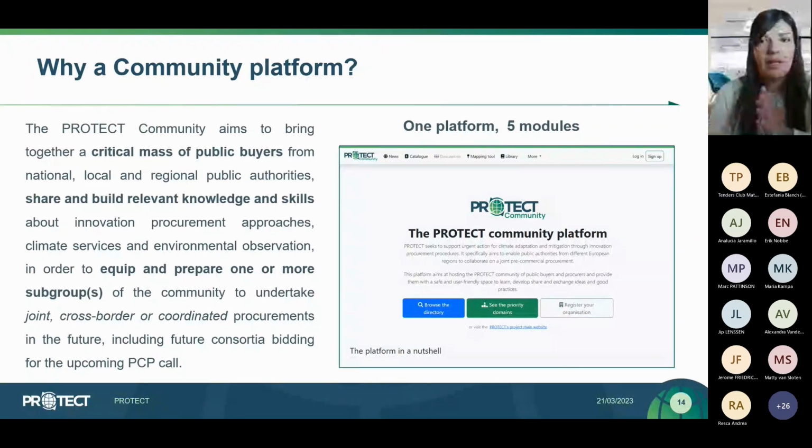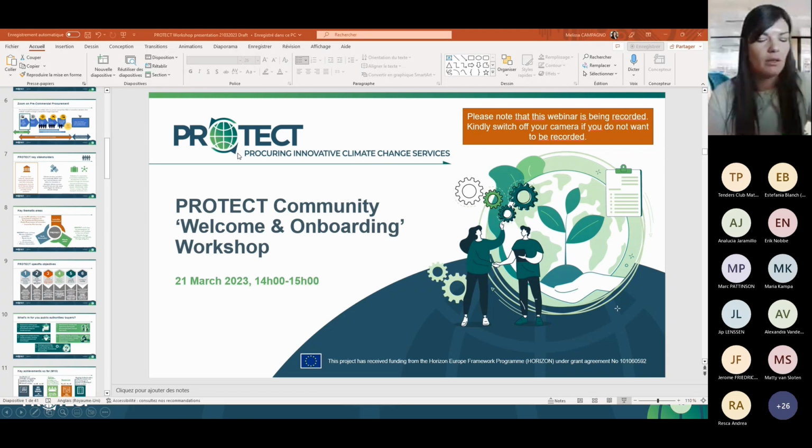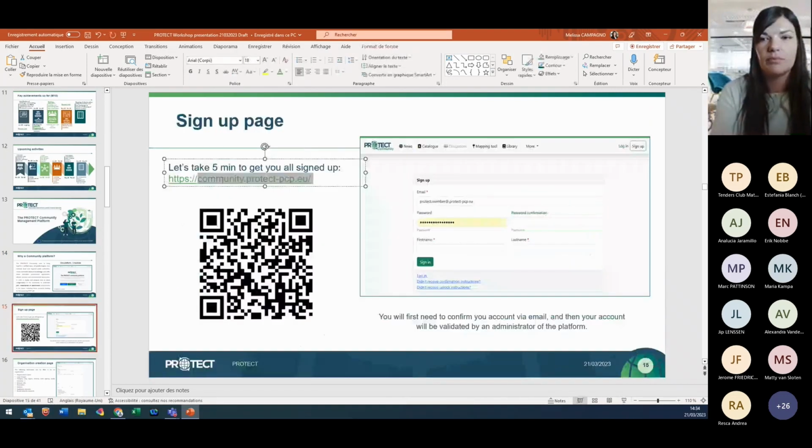First of all, if you haven't done so yet, I would like to take maybe just 5 minutes right now to get you all signed up on the community platform. So please, you can either click on the link that I'm going to share in the chat now, or scan the QR code that you can see on the screen. Just a second.